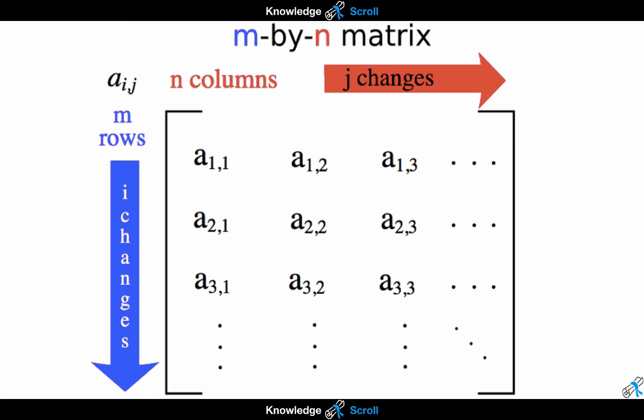Just one last point before we go on to another question. I hope you noticed that as you go down the matrix, the I or row value increases, and as you go across from left to right, the J or column value increases.